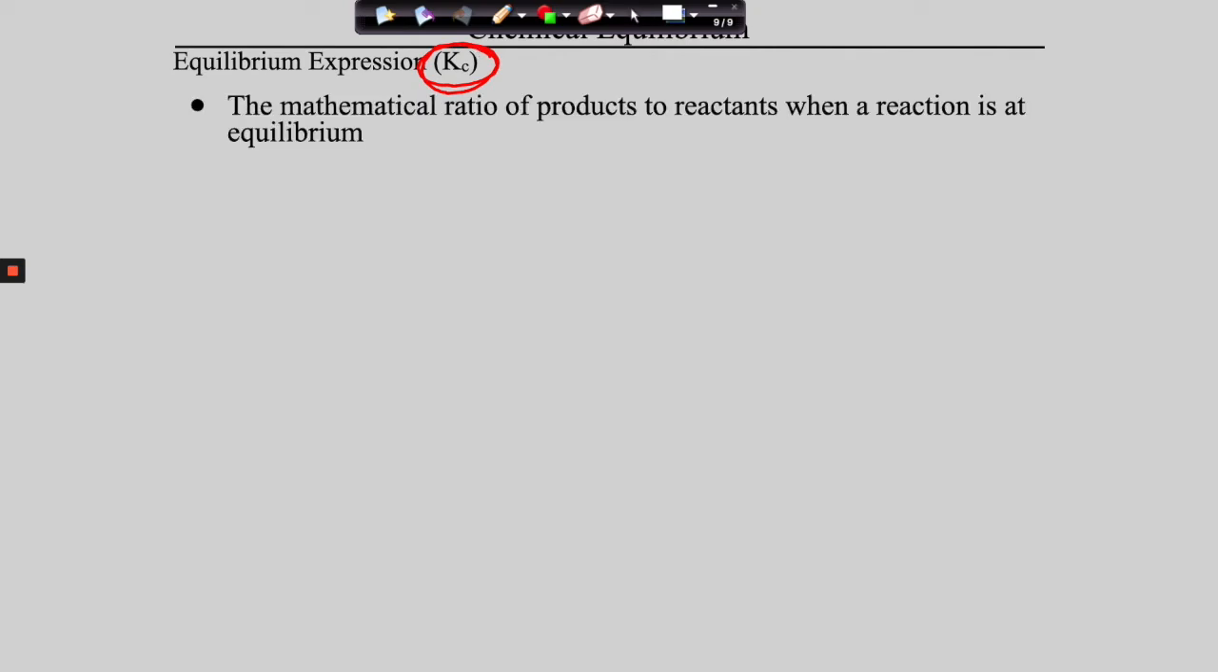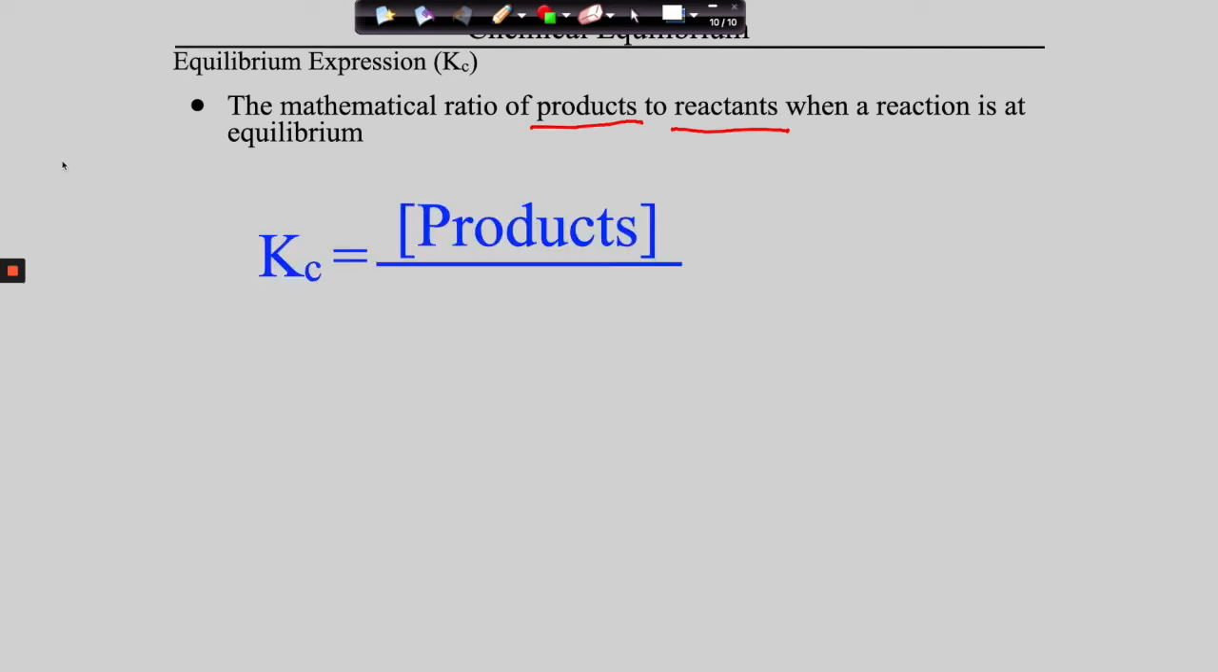Okay, so guys, what we're about to talk about are what are called Kc expressions. So what is a Kc expression? A Kc expression is a mathematical ratio of products to reactants when the reaction's at equilibrium. But guys, notice how this goes. It is products to reactants. Products first, reactants second, and that's our 7-3 ratio. So guys, when we write these, this is how we represent them. Products on top, reactants on the bottom. Keep track of that because that's important.